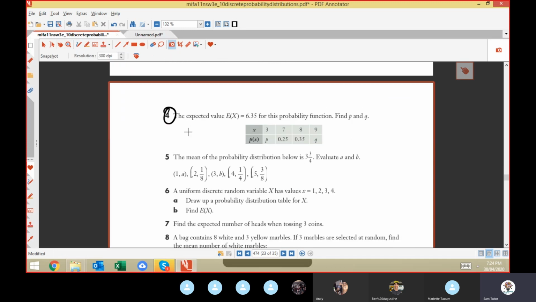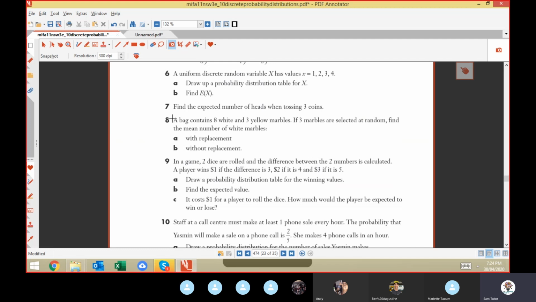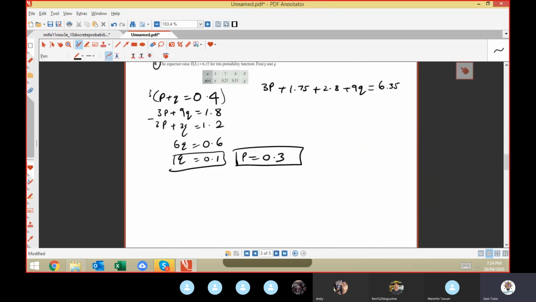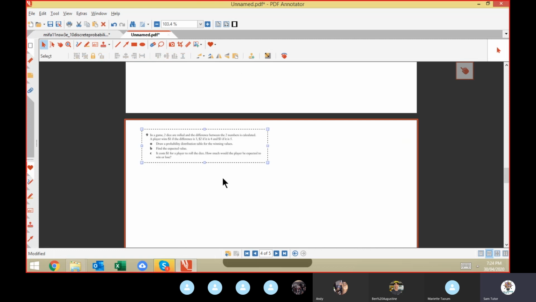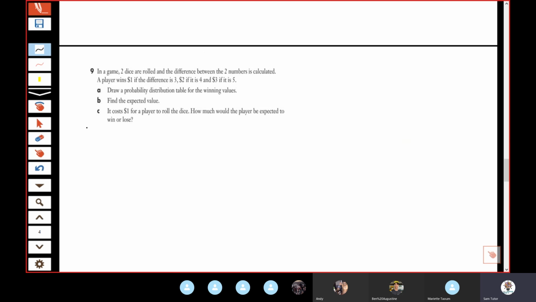Okay, let's try. I guess we'll try number 9. Let's see if we can get this out together. In a game, 2 dice are rolled and the difference between the two numbers is calculated. The difference between the two numbers.